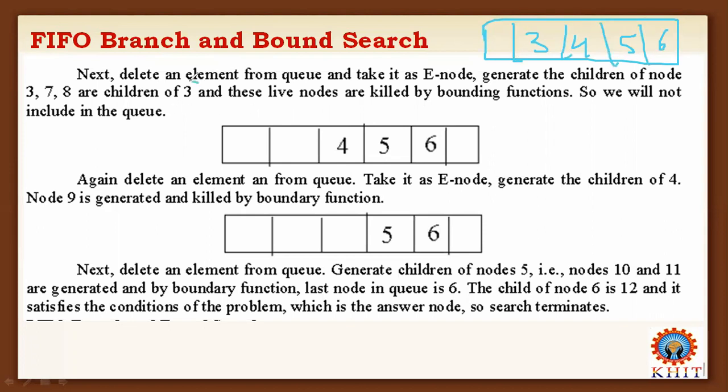If you remove node 3, what will happen? Node 3 is removed, and nodes 4, 5, 6 are available. And again, if you remove node 4, what will happen? Only nodes 5, 6 will be available. So in this way, you add nodes and delete whichever node you want. The entire principle works based on the concept of the breadth first search technique. Okay.